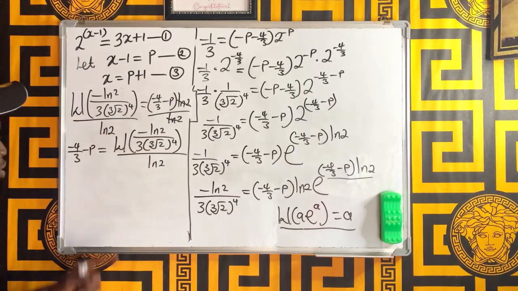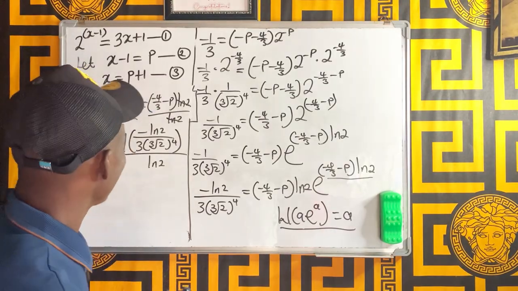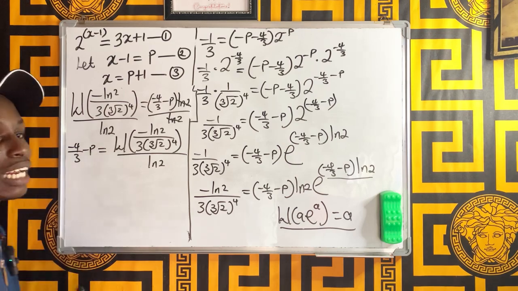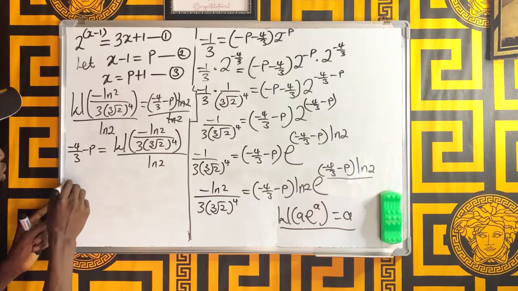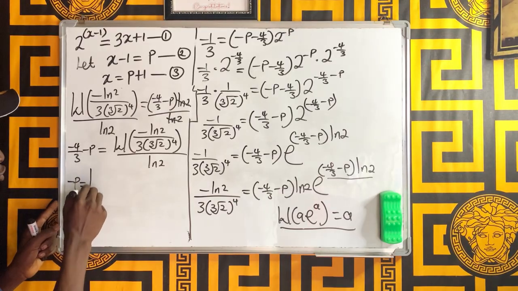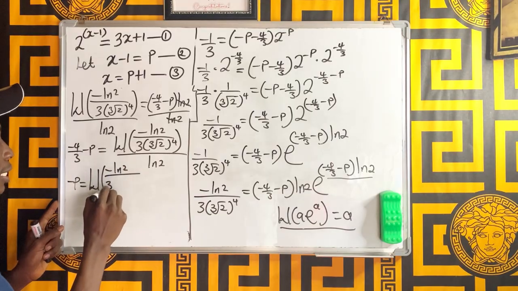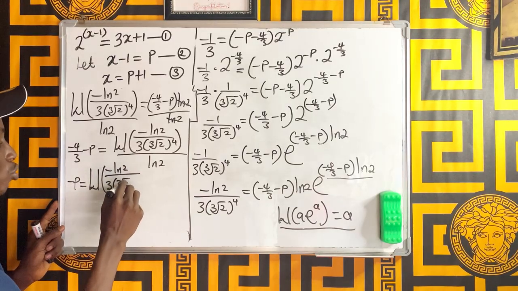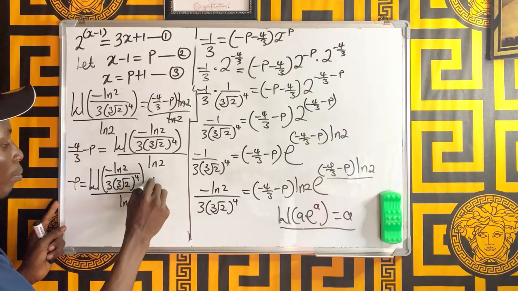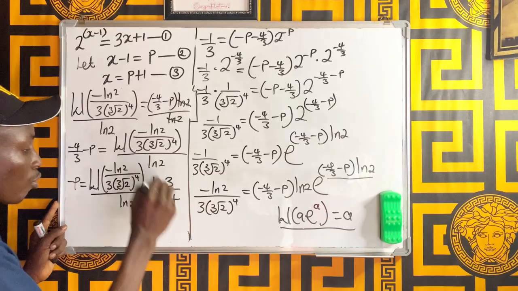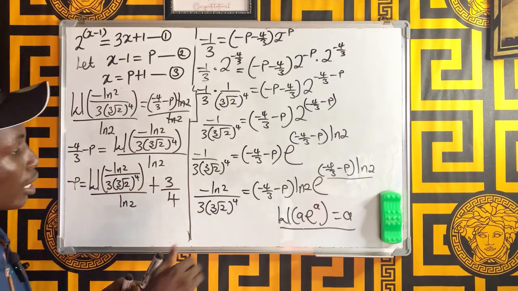Alright, at this point, what you're going to do is look for p, because if you can know the value of p, you're going to know the value of x, right? Now at this point, what you're going to do is add 4 over 3 to both sides of the equation. If we do that, we're going to see that minus p is equal to the W function of minus natural logarithm of 2 divided by 3 times the cube root of 2, all raised to 4, then divided by the natural logarithm of 2, plus 3 over 4, because we added 3 over 4 to both sides of the equation. So let's take our LCM.